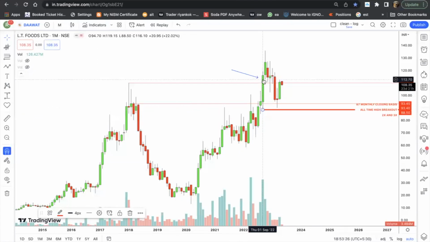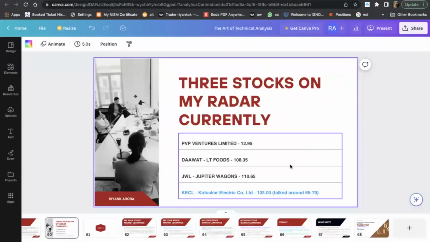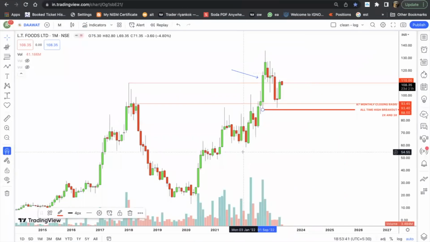Okay. So this is another script on my radar, which is just because of the all-time high breakout, which happened in the month of September 2022. And in the month of February and March, the stock retested the breakout zone. So 87 on monthly closing basis is coming as a stop loss right now for targets of 2x and 3x. Having said that, the third stock on my radar is Jupiter Wagons Limited.